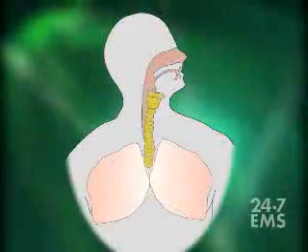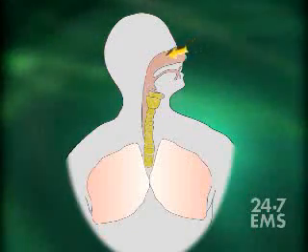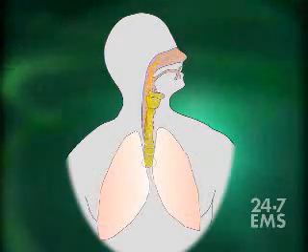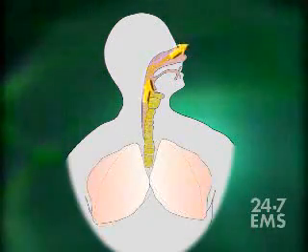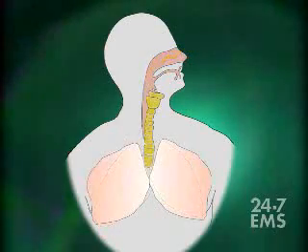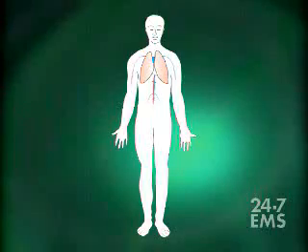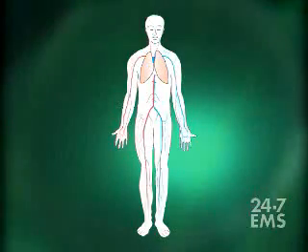Let's take a quick look at the respiratory system. The function of the respiratory system is to ventilate, to move air in and out of the lungs, and to oxygenate, taking oxygen from the air that we breathe in by moving it through our lungs into our blood. The blood then transports the oxygen through the circulatory system to our cells.